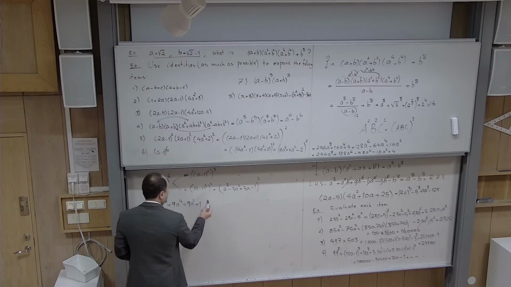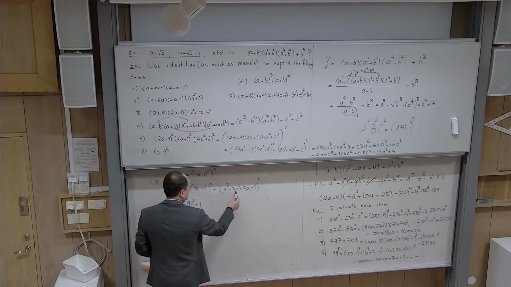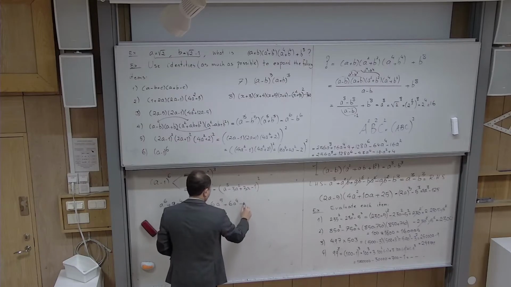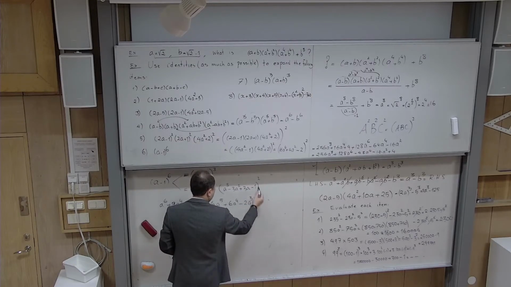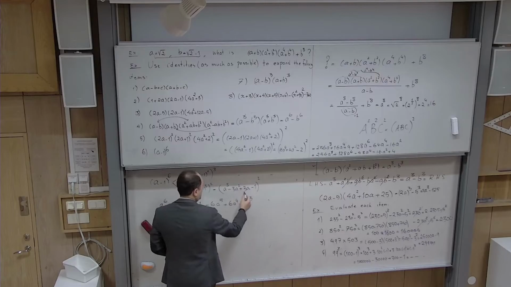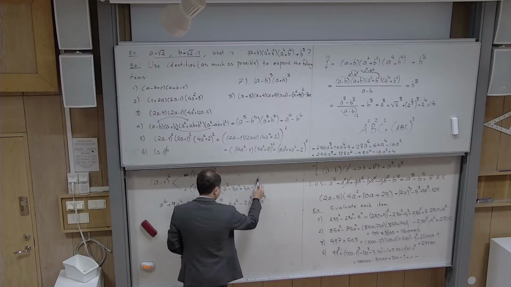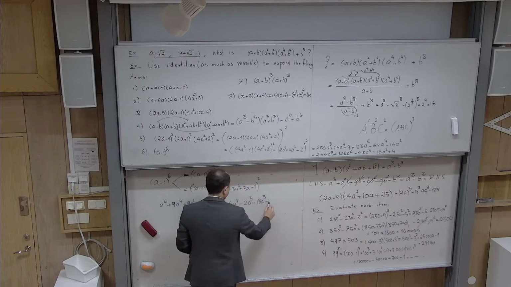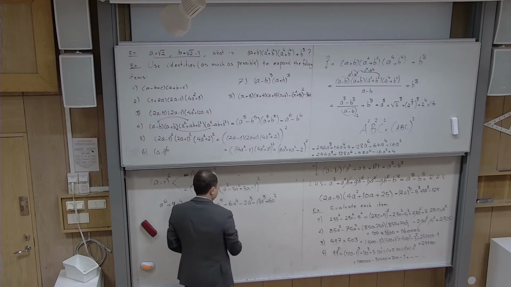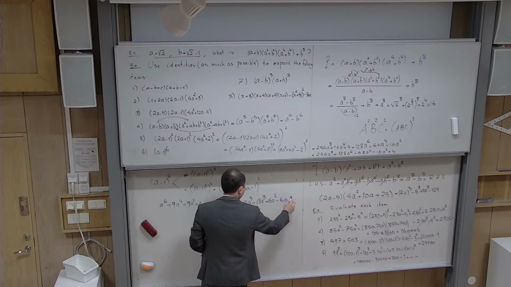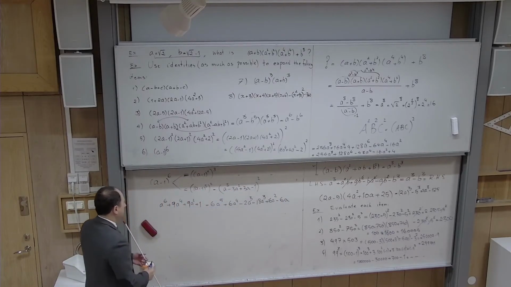and then plus 2 times the first one times the second one, 2 times the first one times the third one, 2 times the first one times the last one. But then I go here, 2 times the second one times the third one, 2 times the second one times the last one, and then 2 times finally this one multiplied by that. So I would say that this is easier.